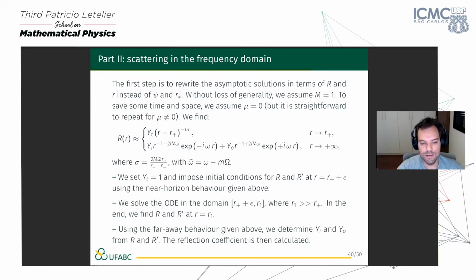So basically, we solve that equation, starting from the event horizon. We then find the function R and its derivative, what their values are at this point R1 far away. If you know the function and the derivative, you can then find these coefficients, Yi and Yo, and from them you can calculate the reflection coefficient, which is basically Yo divided by Yi, squared, the absolute value squared.